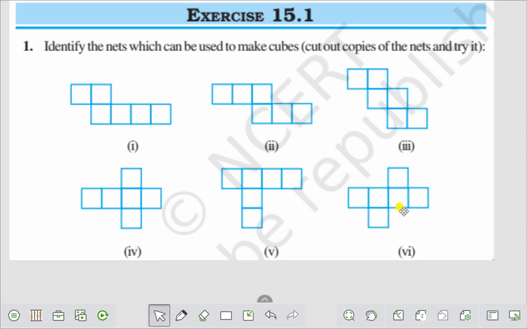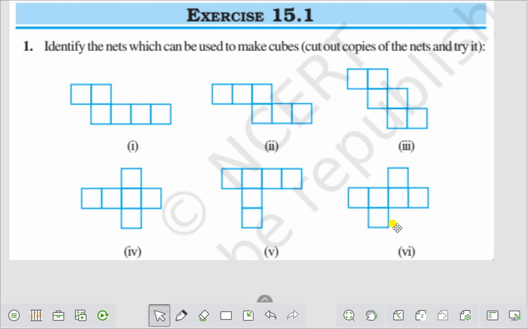Let us try for this. It can be folded here, it can be folded here. First we will fold it at this position, right? And that means we can make a cube out of this net also, right?